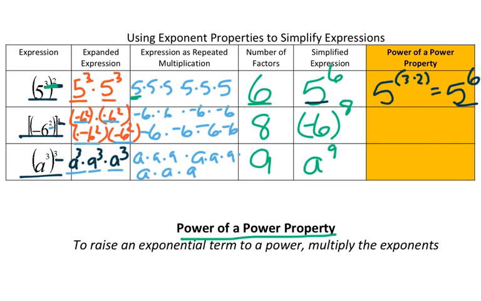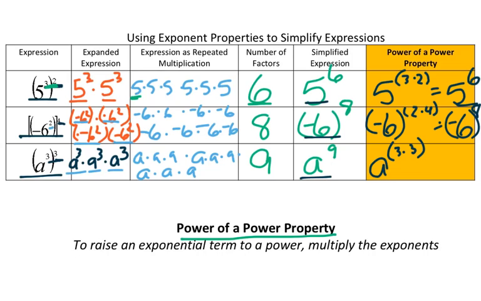So let's do the next one. Negative 6, and then we're going to multiply the powers, which is 2 times 4, and I get negative 6 to the 8th power. Is that true? Yes, that's what we got over here. One more time. This will be A, and then 3 times 3, because those are my two powers, and I get A to the 9th power. After I did all of my expansion, I got A to the 9th power, and so it works. Make sure you write down the property and one of the examples, and we'll do some more of this tomorrow.